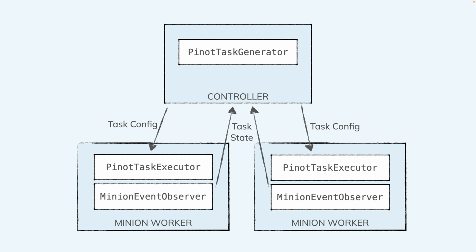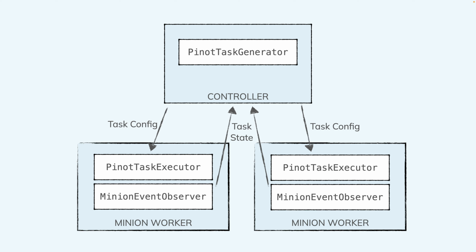Let's zoom in here to the controller and these two minion workers. And I'm going to speak now in terms of actual Java classes and interfaces that are a part of the internal implementation of Pinot. In the controller, there's this class called the Pinot Task Generator, but more importantly, the Pinot Task Executor and Minion Event Observer. Those are interfaces that you implement to create your own, if you're going to create your own minion tasks. And the controller is then going to hand those off to the minion workers along with some task configuration. Those tasks are going to run, do whatever it is they do.